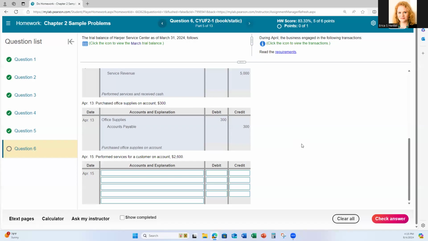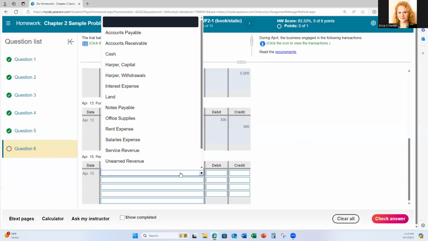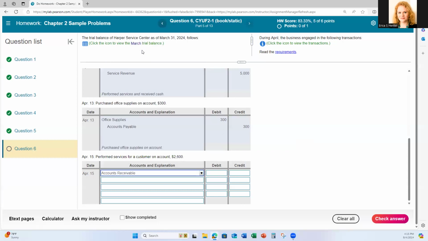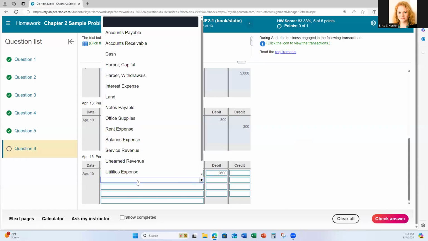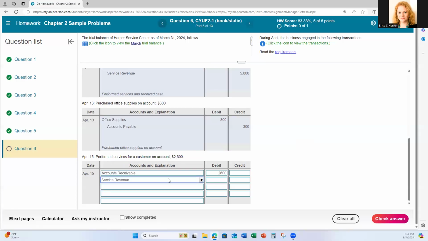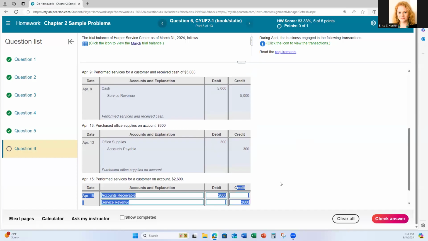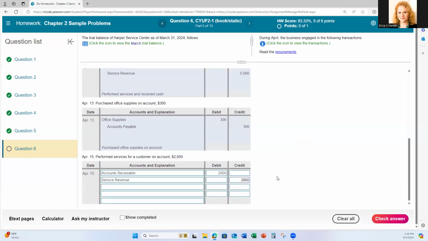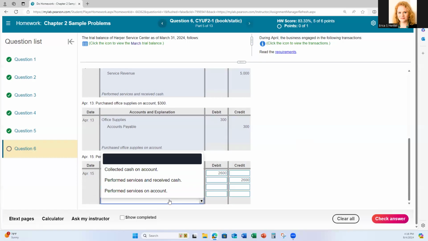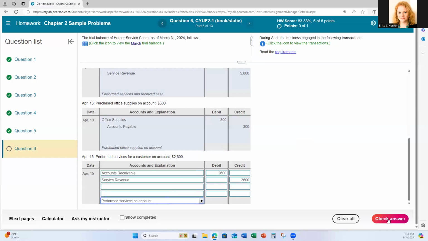All right, next, perform services for a customer on account, $2,600. So if we're performing services, then they owe us money. So that's an asset for future use. Accounts receivable for $2,600. So we're debiting accounts receivable and crediting our service revenue. Every time I move up, it's scrolling. All right, performing services on account.